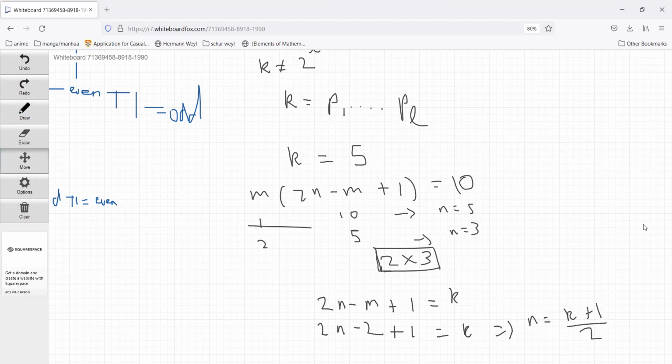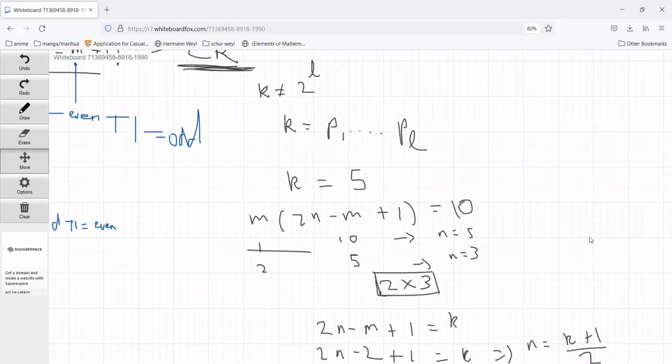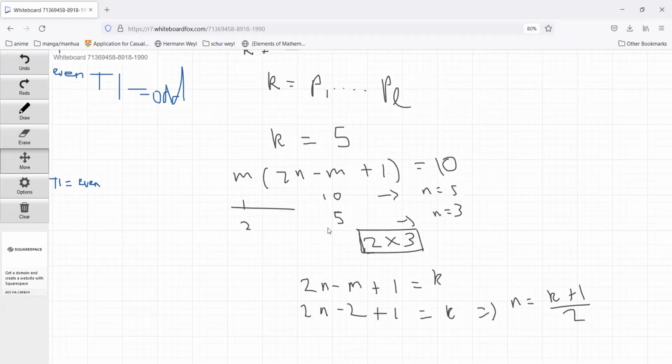All right, so I might have skipped a couple steps of logic here, but basically what I want to show is that for any k which is not a power of 2, I can find a pair m, n that does satisfy this equation. Okay, so when k is completely odd, I can just let m equal 2 and then do this.